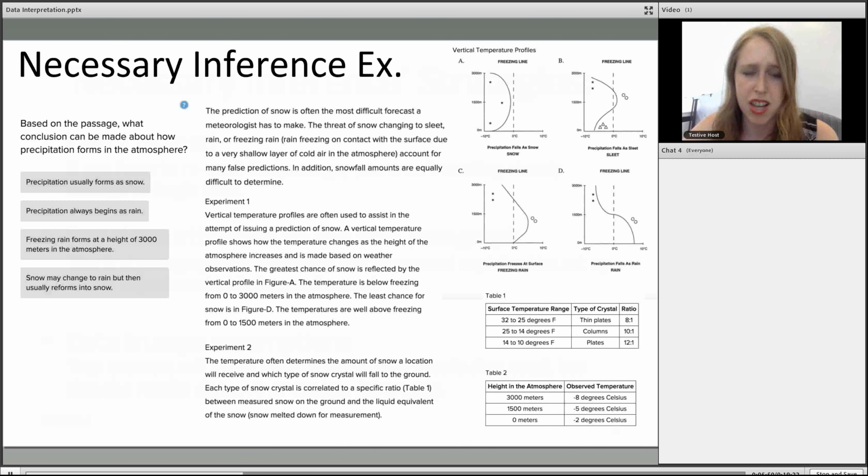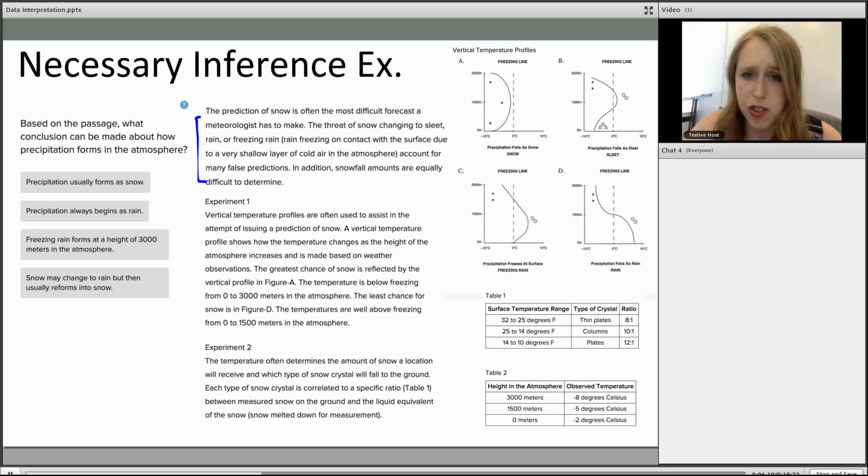Let's look at an example of a necessary inference question based on this passage. The question reads, based on the passage, what conclusion can be made about how precipitation forms in the atmosphere? And we know that it's a necessary inference question, so we're going to want to look at this first paragraph before the charts. And it tells us that prediction of snow is very difficult. We know that snow changes to sleet, rain, or freezing rain, and snowfall amounts are equally difficult to determine. So we see a lot about snow.